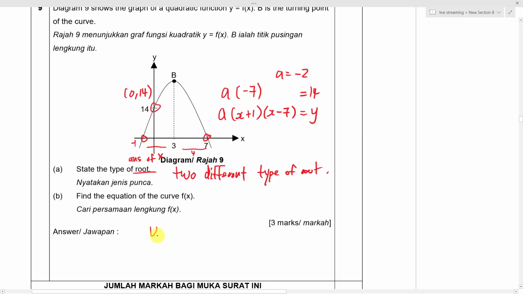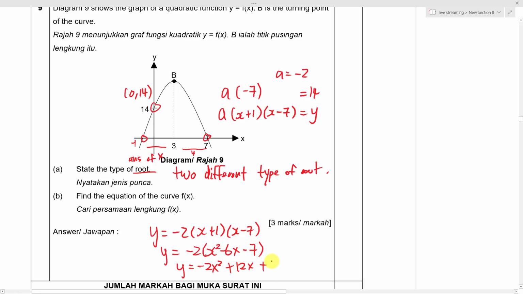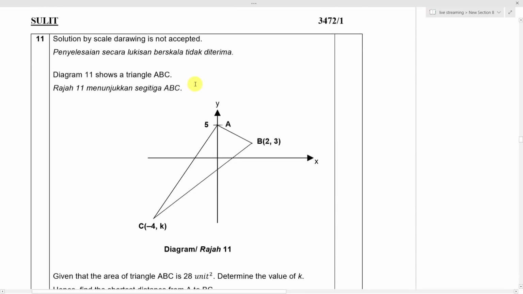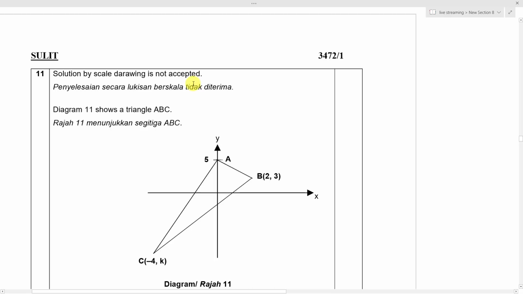So okay, then I got my equation: y equals negative 2 times (x plus 1)(x minus 7). So y equals negative 2 times (x squared minus 6x minus 7). So y should equal negative 2x squared plus 12x plus 14. Yeah, I hope this one is the correct answer here. Okay, question 11 here.